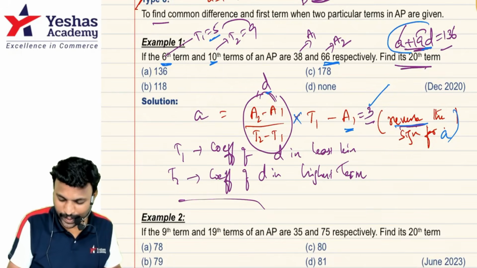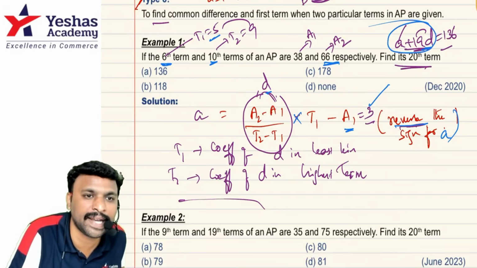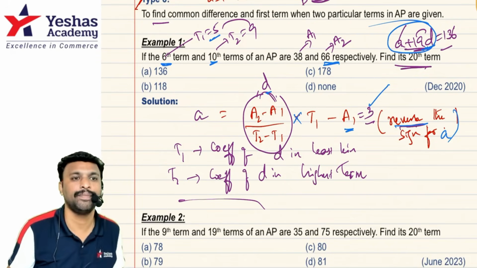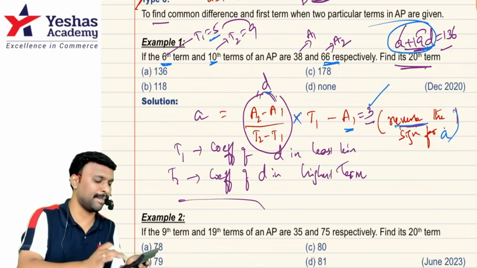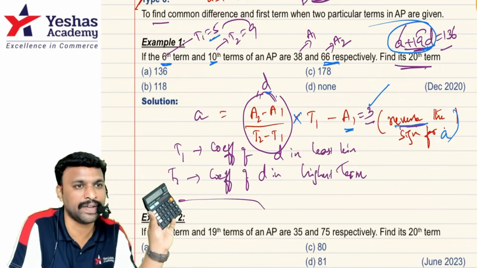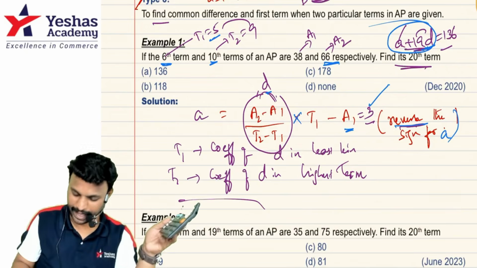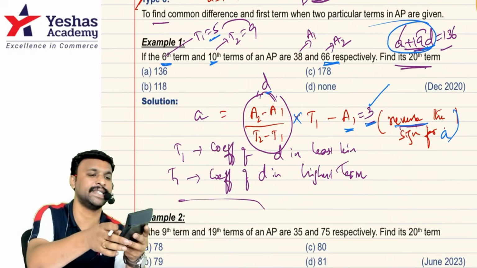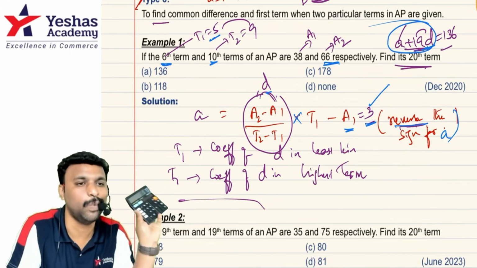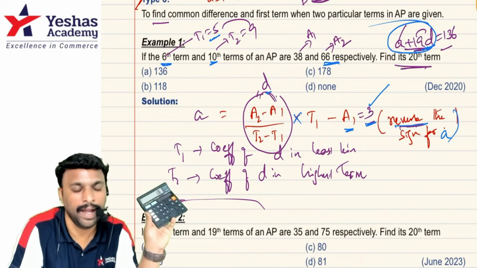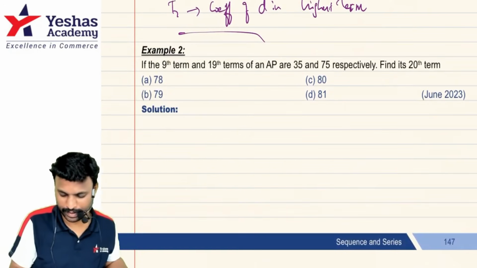Now I need to find the 20th term. The 20th term means 19D plus A, or A plus 19D. Where is D actually? In the memory. Press MRC to get the value D. 7 has come. Into what should I do? 19, plus the A value, which I have already written, is 3. That results in how much? 136. Have you understood now? Clear? Can you do the question?